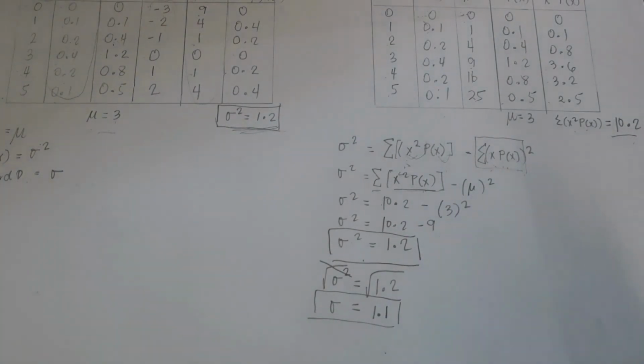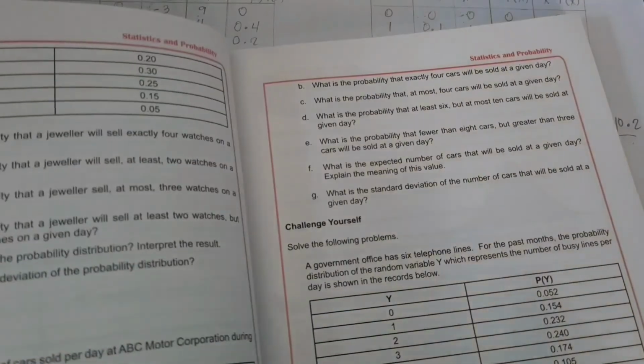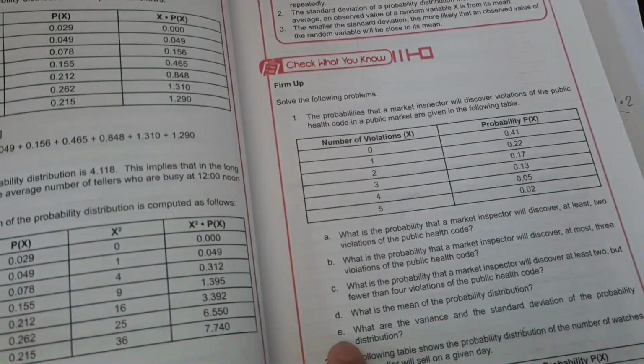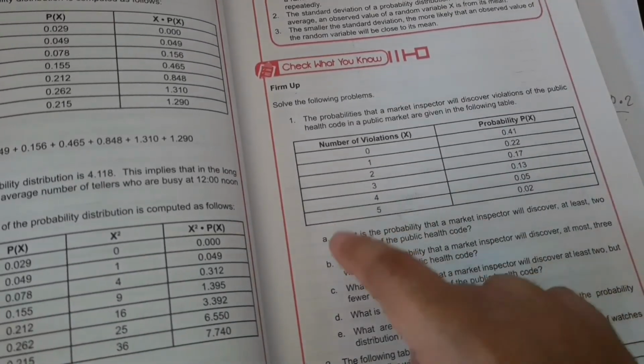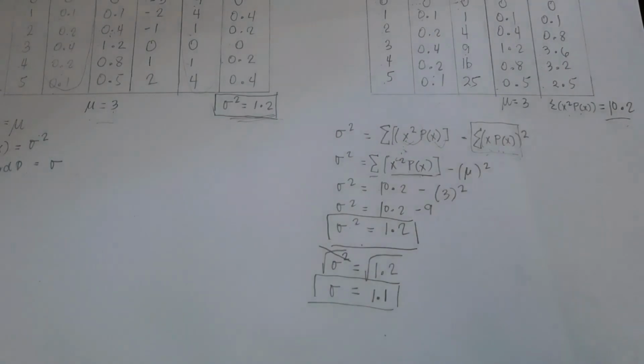Ganun lang din ang gagawin ninyo sa inyong activity. Number 1 only, then letter D and E only. Hindi nakasama yung A, B, C. So, if you have any questions sa ating LAS 2.1, magtanong po.